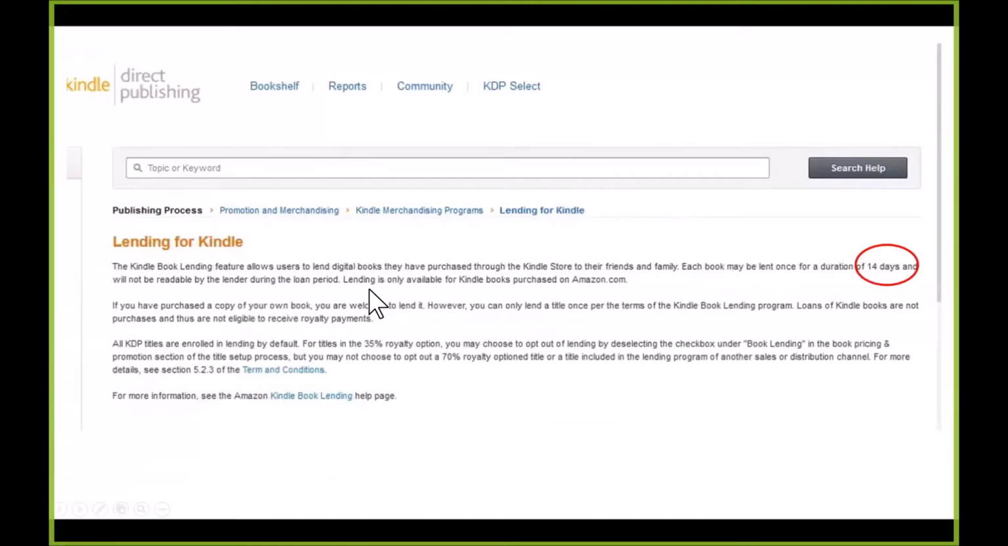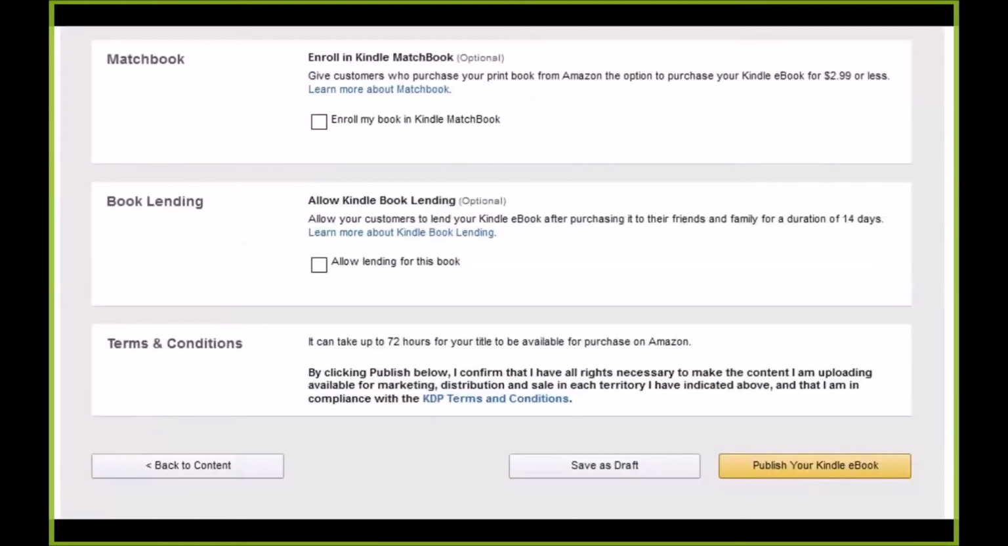So then lending on Kindle. If I buy an ebook and I think it's a pretty good book, I can push it to a friend, a relative, whoever, for 14 days and lend it to them. You have to agree to that for people to do that. What's the purpose? Well, if they like the book and they don't finish it in 14 days, maybe they'll want to buy it for themselves. While this is being loaned, the original purchaser can't read it. So it's not readable by the lender during the loan period. It's a way to get the name out again, just like the digital rights management.